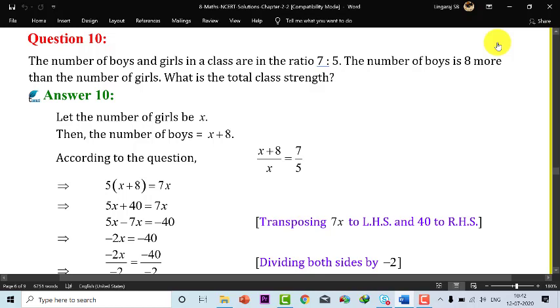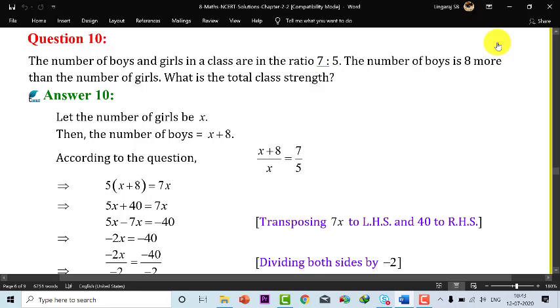So x we considered as girls, and x plus 8 considered as boys. Okay, according to the ratio, x plus 8 by x, okay, so it will be equal to 7 by 5.